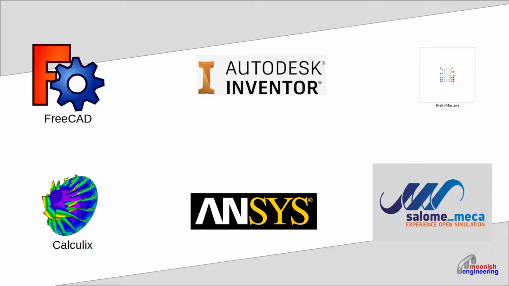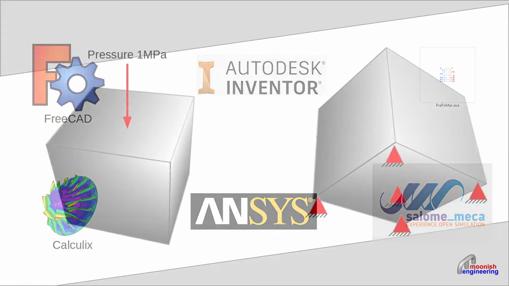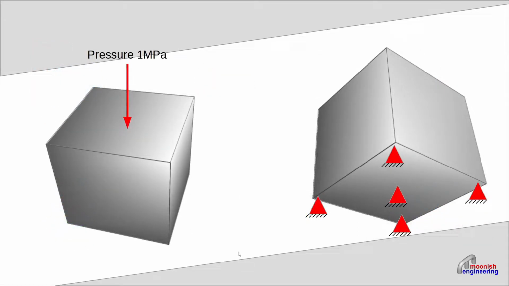All of these softwares will be used to conduct a finite element analysis of a cube. The length of the cube is 1 meter, width of the cube is 1 meter, and the height of the cube is 1 meter. So it's a 1 cubic meter cube. The pressure to be applied on the top face is 1 megapascal, and the bottom face will be constrained. There are a few different constraints that we'll be trying out in this series, StressOff, so stay tuned.